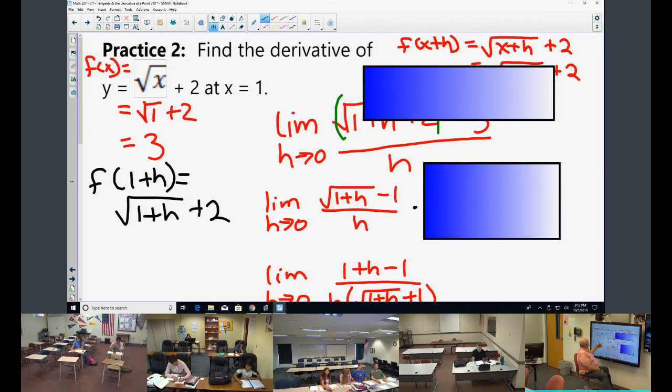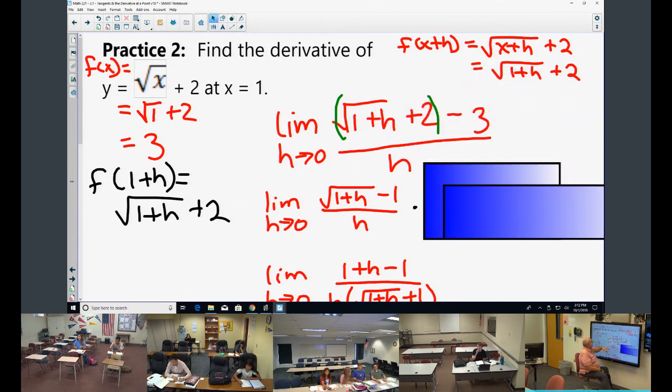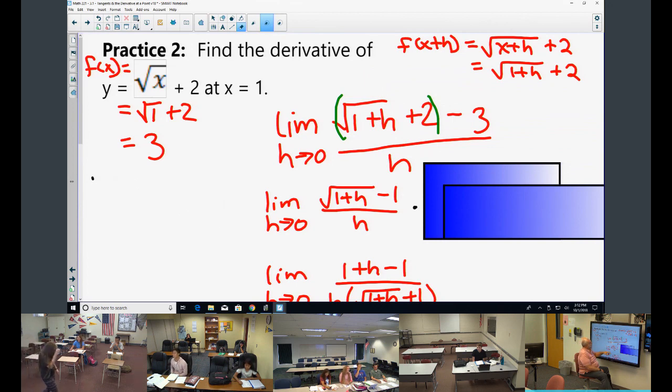Okay, so now when we do the limit, oh, there it is right there. Why did I not see that? Sorry. No, it's already up there. Okay, so we take the limit as h approaches 0 of f of x plus h minus f of x all over h. Then as we simplify this, 2 minus 3 is negative 1.